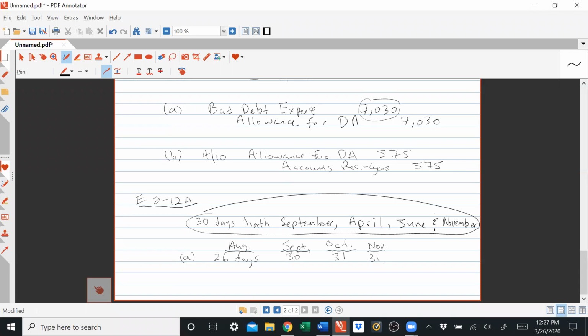November has 31. So now we only need 2 more days, right? That should total up to 118. And we need 2 more days. So December 2nd. That totals up to 120 days. So the maturity date of this note is December 2nd.